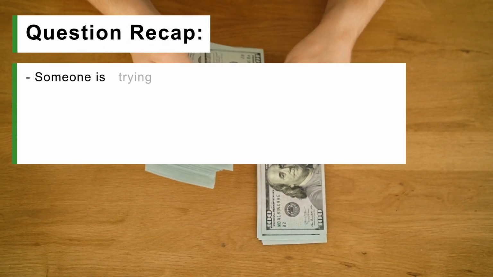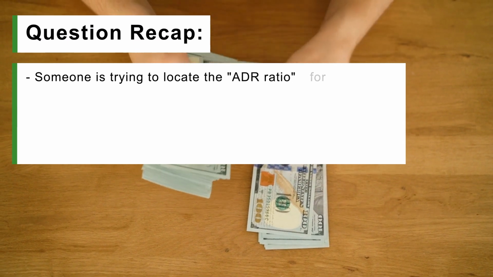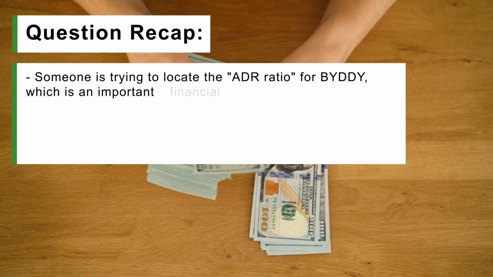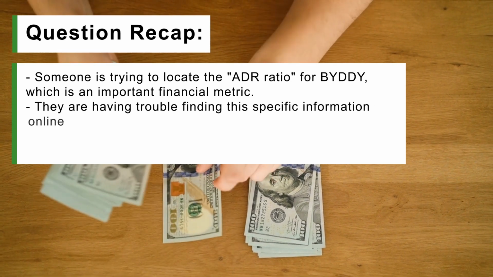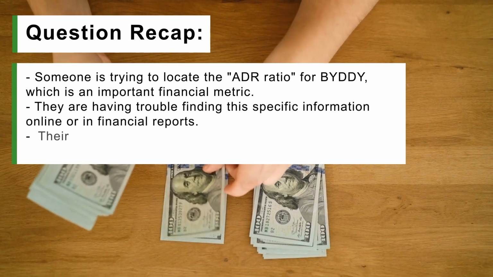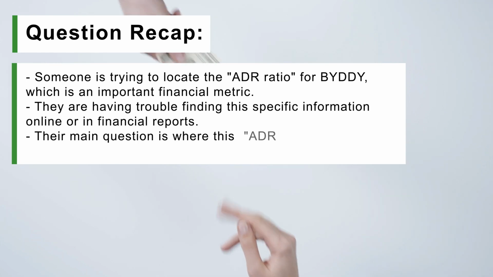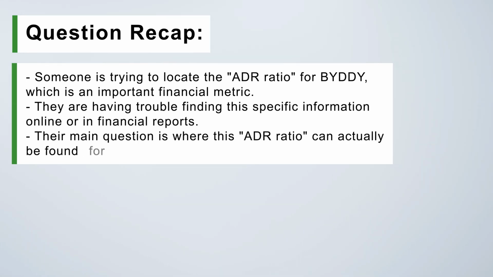So, to sum it up, someone's on the hunt for the ADR ratio for BYDDY, which deals with American depository receipts. They're hitting a roadblock, though, because this specific info isn't popping up on their usual financial resources. Their big question is where exactly they should be looking to find this elusive ADR ratio.